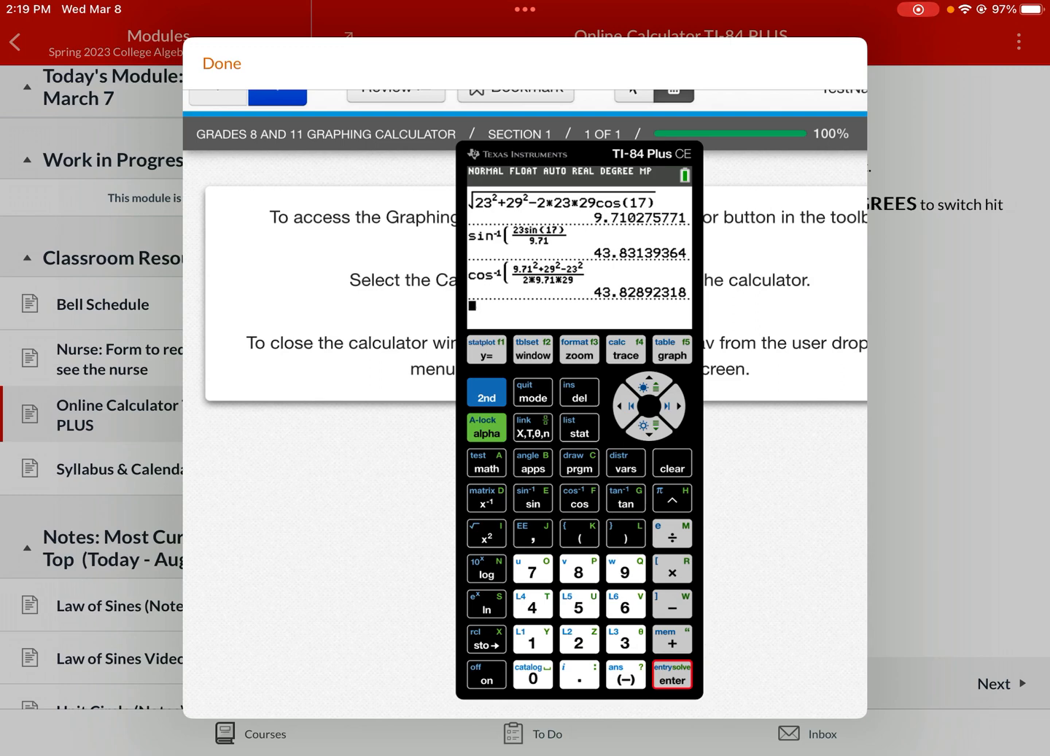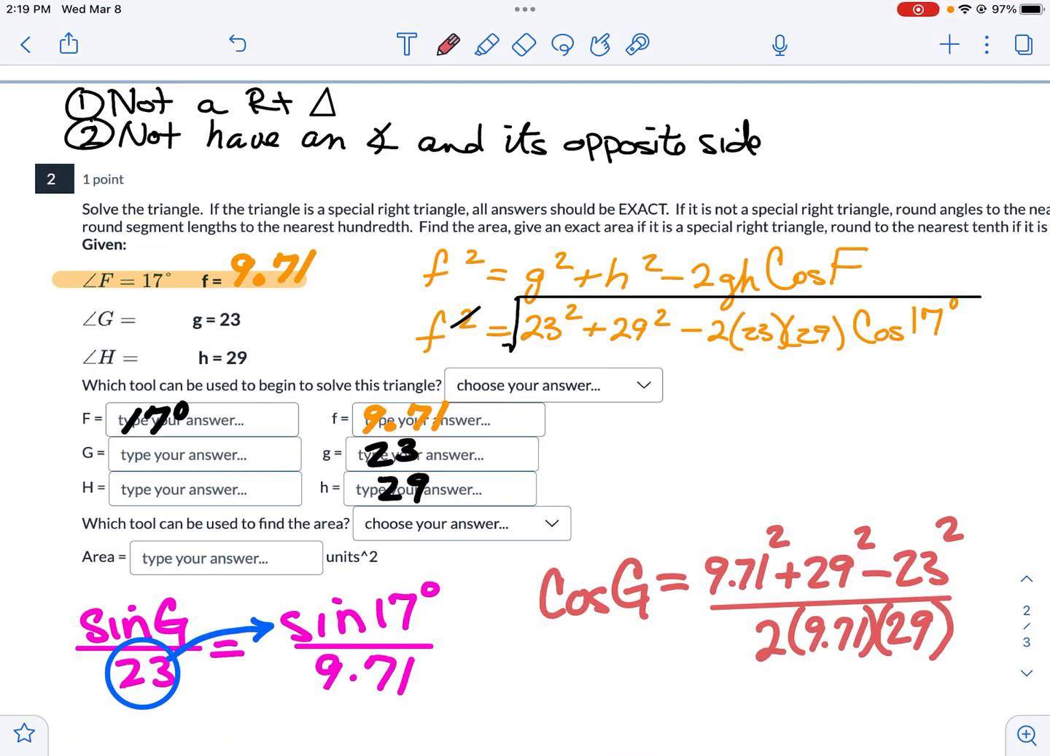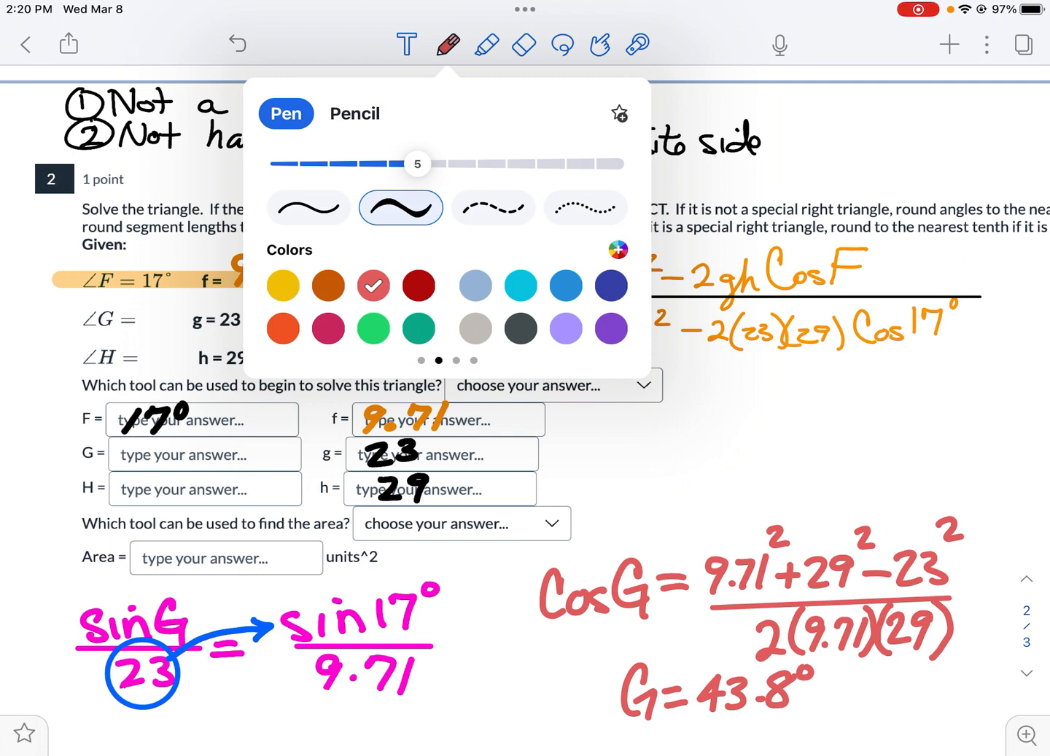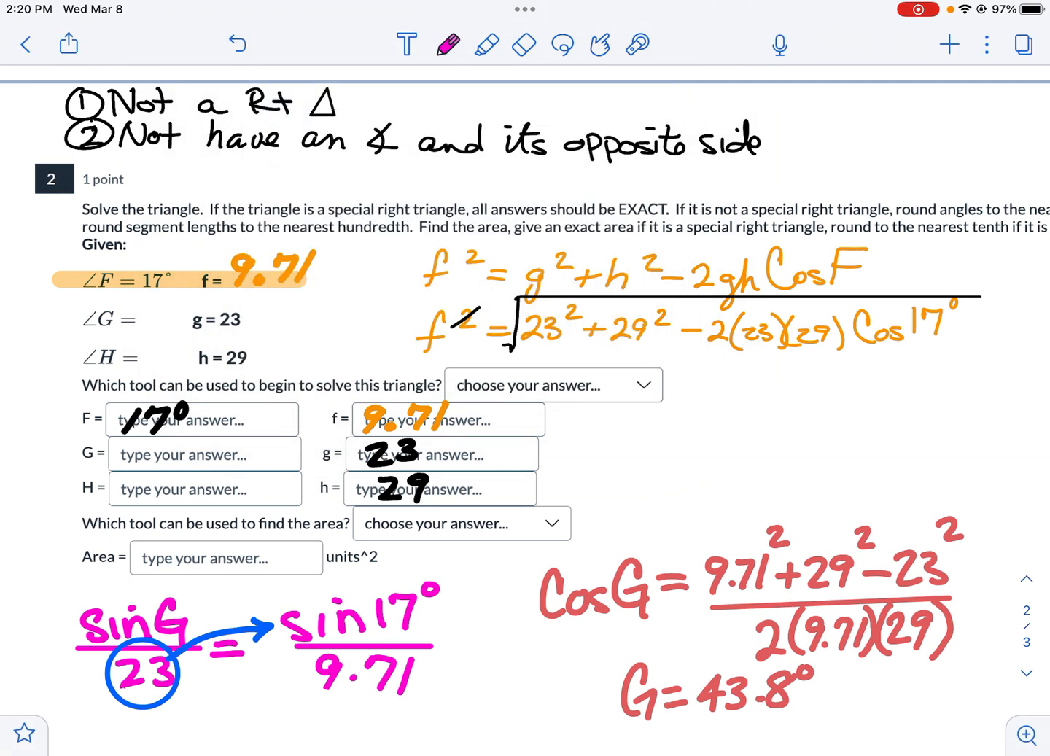And we're looking for an angle, so 43.8 degrees. So 43.8 degrees no matter what method we use. G is equal to 43.8 degrees, or if we went with law of sines, pink please, G is equal to 43.8 degrees. It does not matter which one you use, 43.8 degrees.